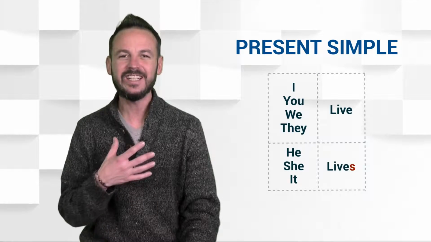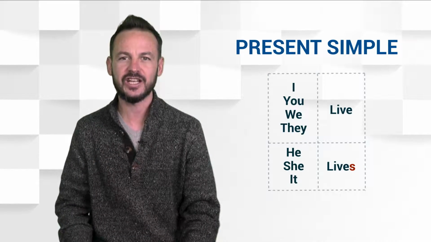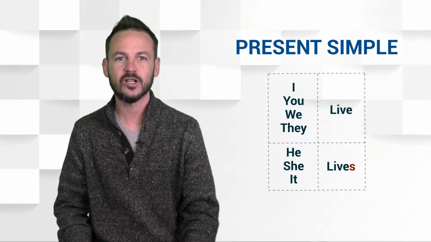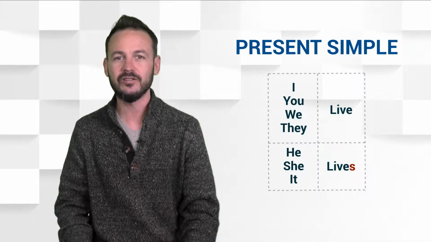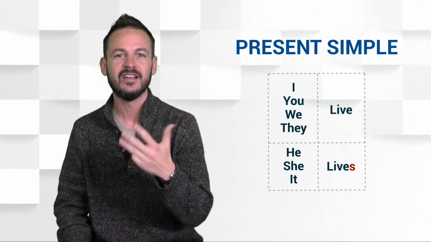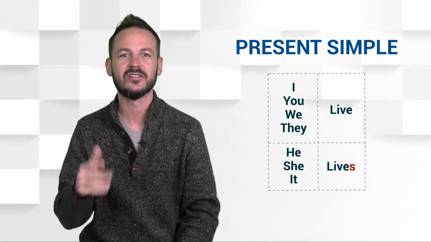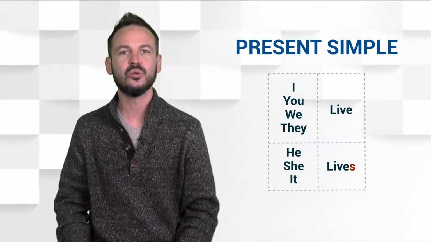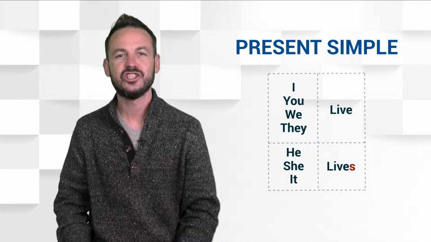For the present simple in its affirmative, we need to remember that there is one important rule, the conjugation of verbs. Verbs have 2 forms in the present simple. The first one for pronouns I, you, we, and they, and the second one for the pronouns he, she, and it. I, you, we, and they live, whereas he, she, and it lives.